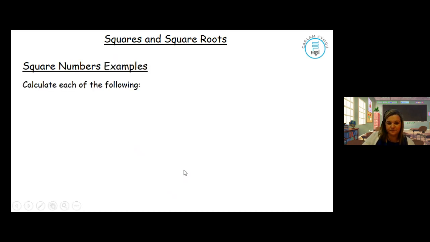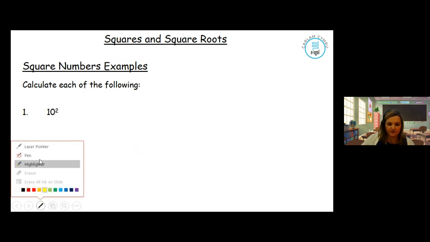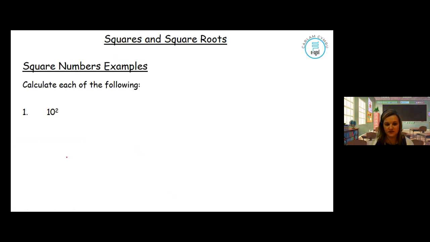Calculate each of the following. 10 squared. Okay, so we're using the language now that we should be using. So 10 squared. I'll just change myself to a pen. That means, as we've just seen on the last screen, 10 multiplied by 10. And we actually work it out. We don't leave it as 10 multiplied by 10. We work it out and you get your answer. So this answer is 100.